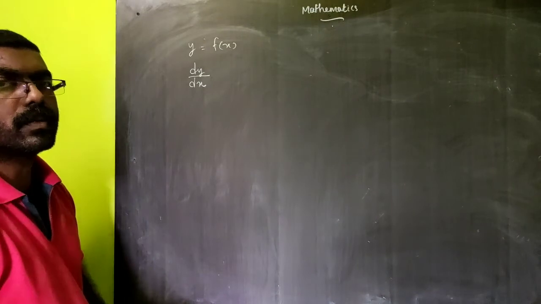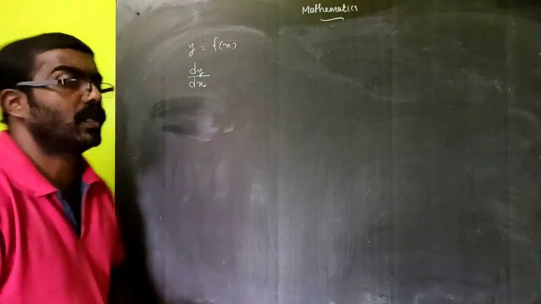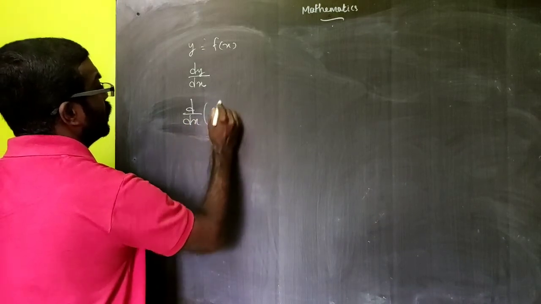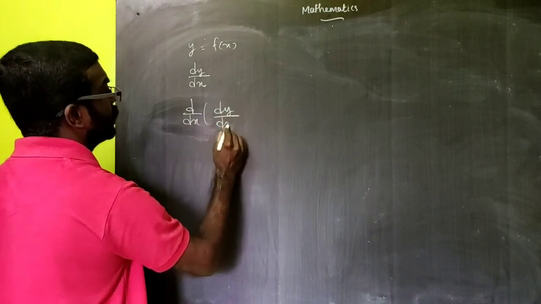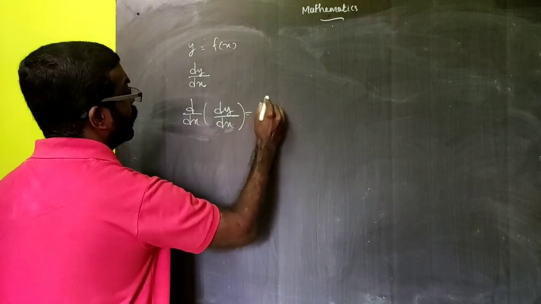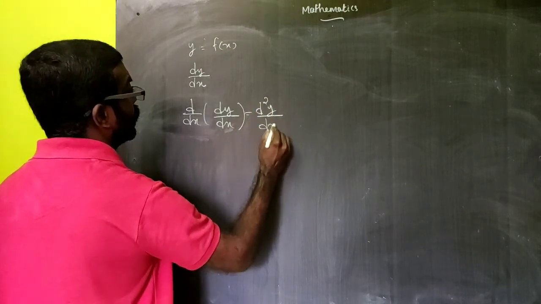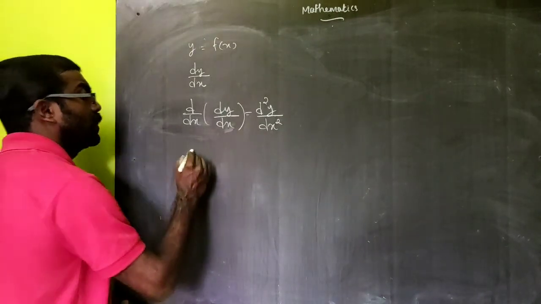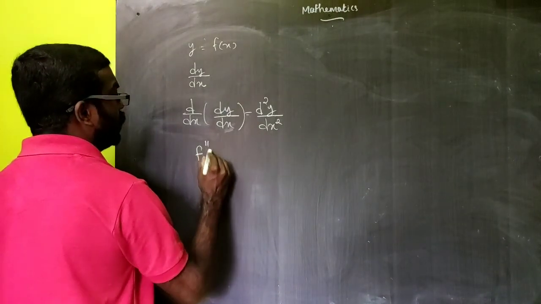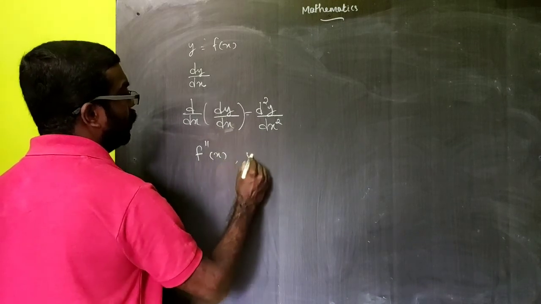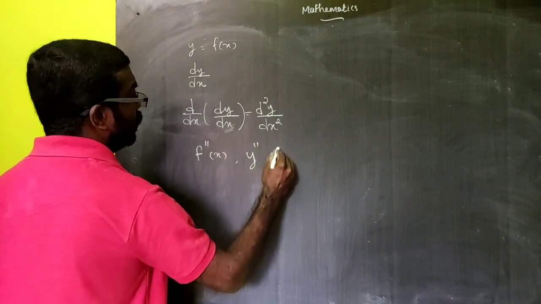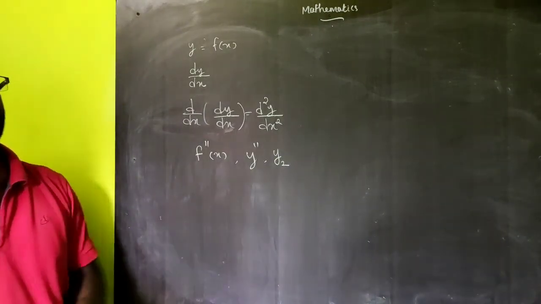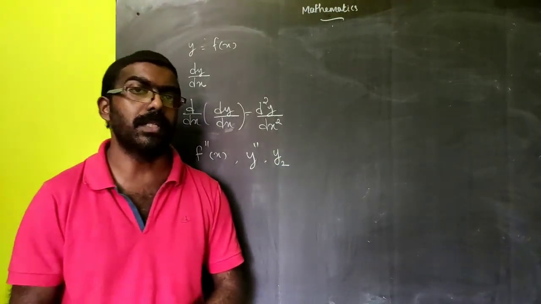So if y is equal to f of x, then dy by dx is the first order derivative. The derivative of the first order derivative, that is d by dx of dy by dx, which is equal to d square y by dx square, is known as the second order derivative. It's also denoted by f double dash of x, y double dash, y2, etc. These are the different notations for the second order derivative.